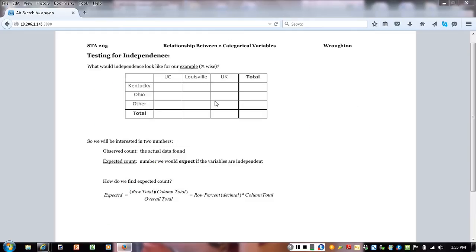So let's talk about how we're going to do the test for independence. So if they were independent, in a sense, no relationship, what would our percent table look like? Well, we would still have all of our row totals be 100%. We still wouldn't care about the last row there. And the numbers that we get would look like this. So we would have 23% here, 23% here, 23% here. We'd have 31.62% for each of these, and 45.38% for each of these.